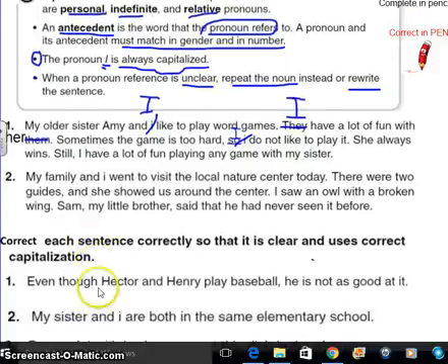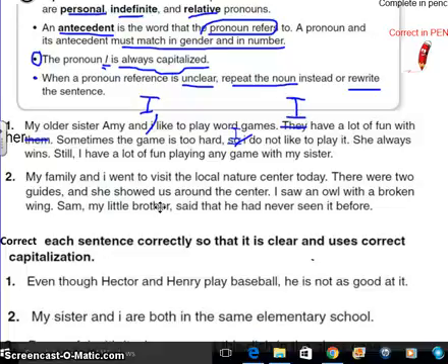All right, so you ready? Now I want you to go ahead and correct number 2. I'm going to read it, and then you need to make corrections. My family and I went to visit the local nature center today. There were 2 guides, and she showed us around the center. I saw an owl with a broken wing. Sam, my little brother, said that he had never seen it before.